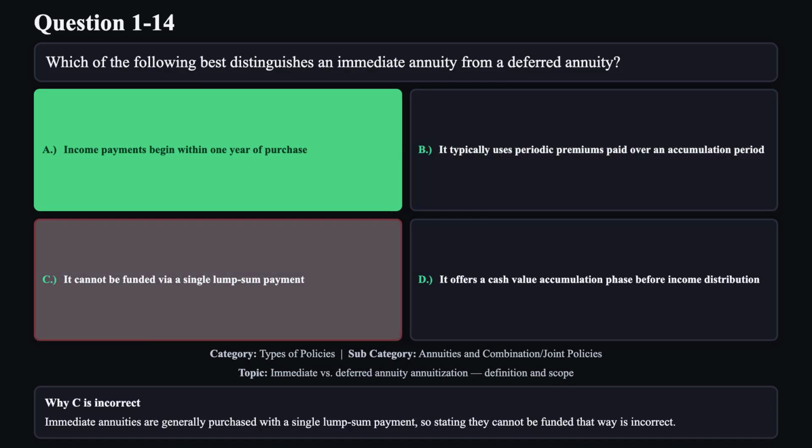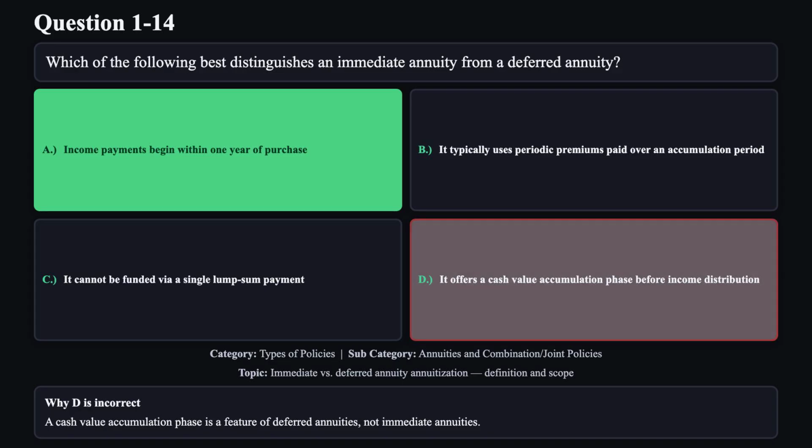Reason C is not correct. Immediate annuities are generally purchased with a single lump sum payment, so stating they cannot be funded that way is incorrect. Reason D is not correct. A cash value accumulation phase is a feature of deferred annuities, not immediate annuities.